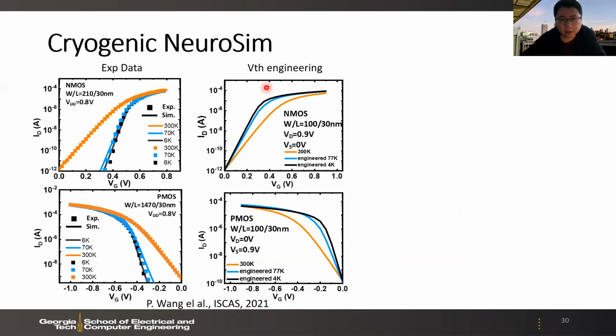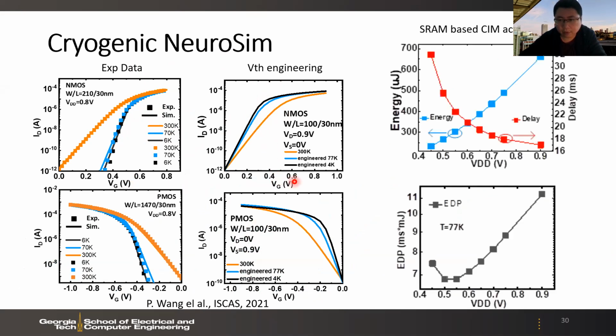And cryogenic, we need to refit the transistor model at lower temperature and then redesign the threshold voltage for the low temperature operations. Therefore, we can find the optimal VDD. So basically, we can lower the VDD at lower temperature. Therefore, we can save the energy and power.